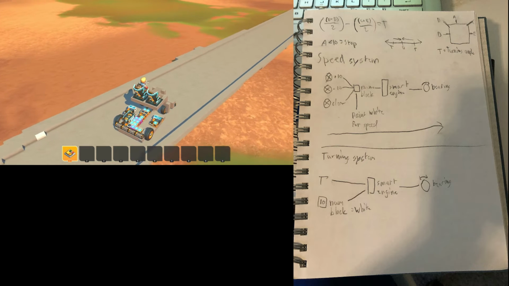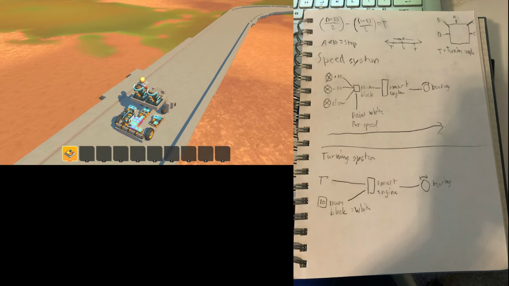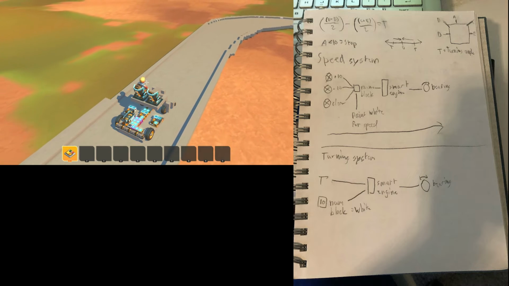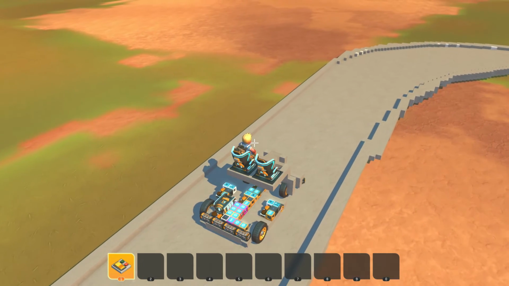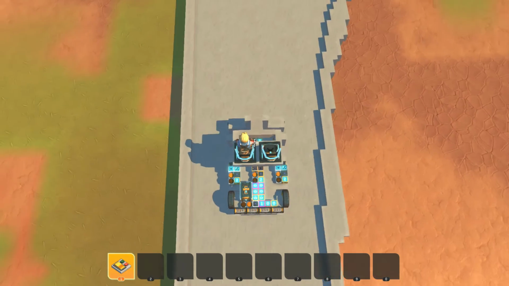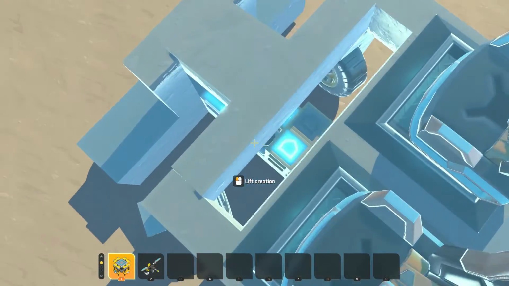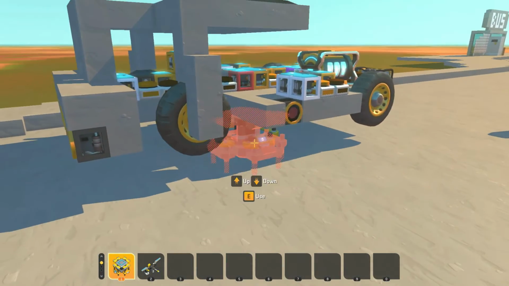And so I also put in detail the speed system, and I'll explain that later. But as you can see, as it goes around this turn, the back wheels will drift. So I tried to fix that by making version 2.1.